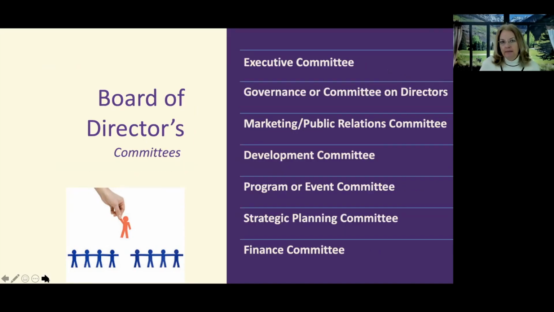So these are the committees that you need for your board. You need an executive committee. The executive committee is the one that has the board chair, the vice chair, the secretary, and the treasurer. A lot of times major issues are discussed first in the executive committee, and then they're taken to the rest of the board. That means it doesn't take up the rest of the board's time.